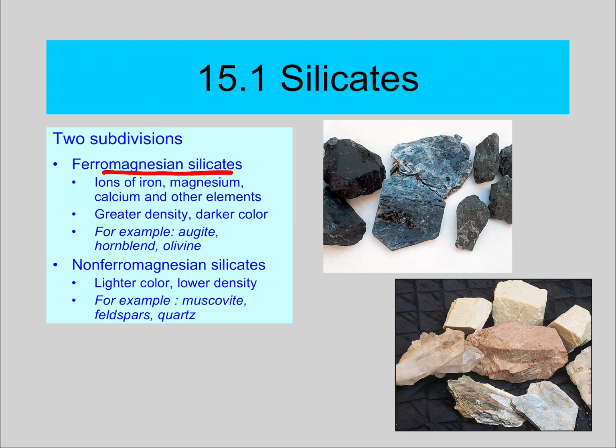Silicates can be broken up into ferromagnesian and non-ferromagnesian. If they're ferromagnesian, they contain iron, magnesium, calcium, other elements. Typically, they're darker in nature, so some examples would be augite, hornblende, and olivine. Non-ferromagnesians tend to be lighter in color, lower in density, and some examples are muscovite, feldspars, and quartz.